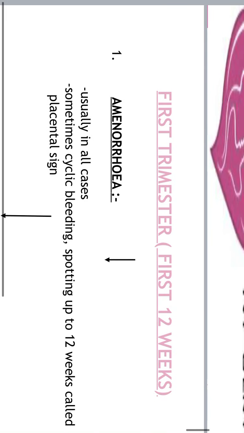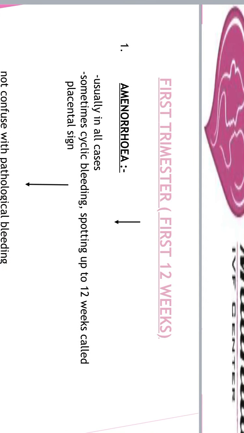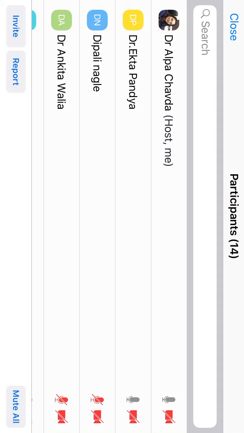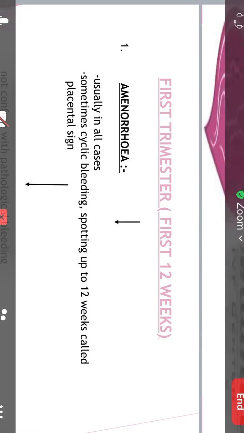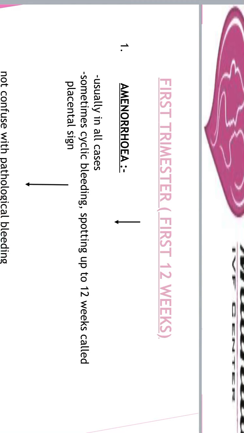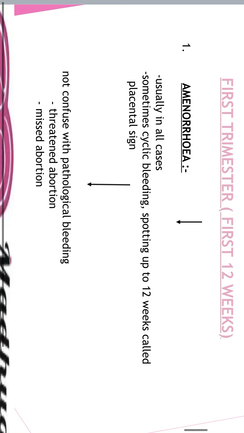Now, first we will discuss the symptoms in the first trimester. First trimester means the first 12 weeks. How does the patient present to you? The patient will present with amenorrhea.